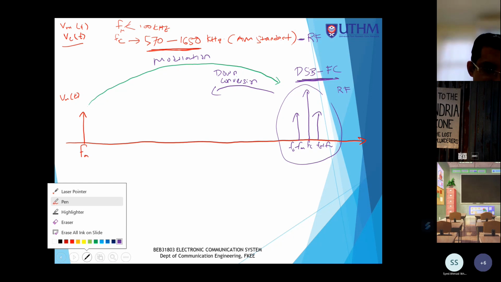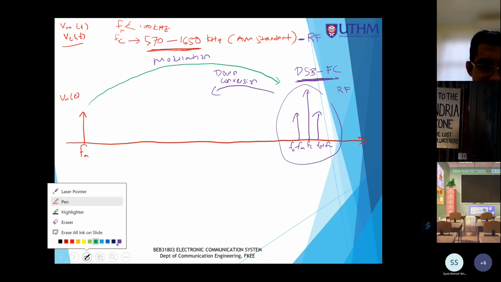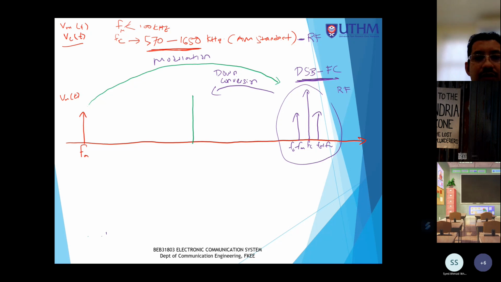Okay, so saya cuba buat color lain. I do a different color. Okay, bolehlah hijau. Katalah saya buat hijau. So I reduce to intermediate frequency.